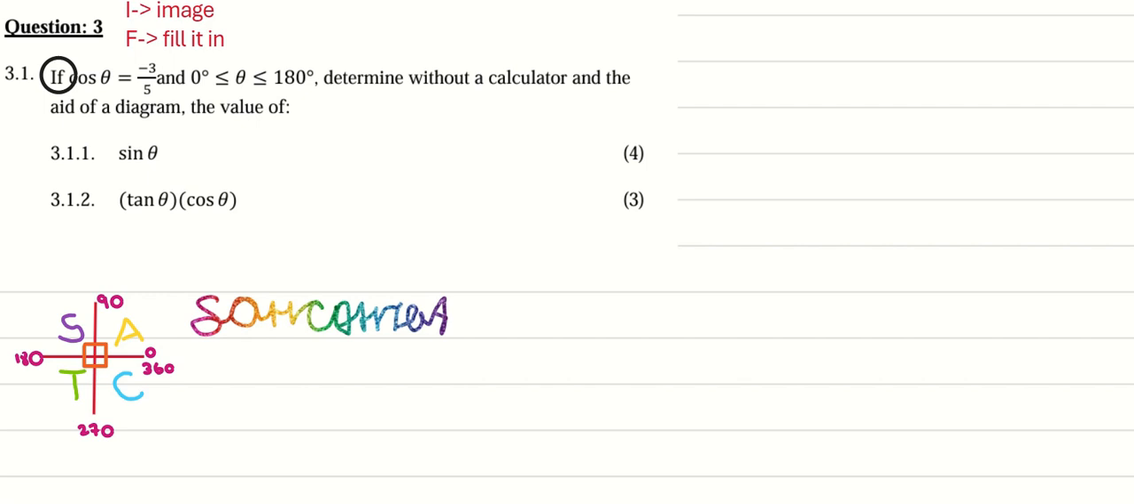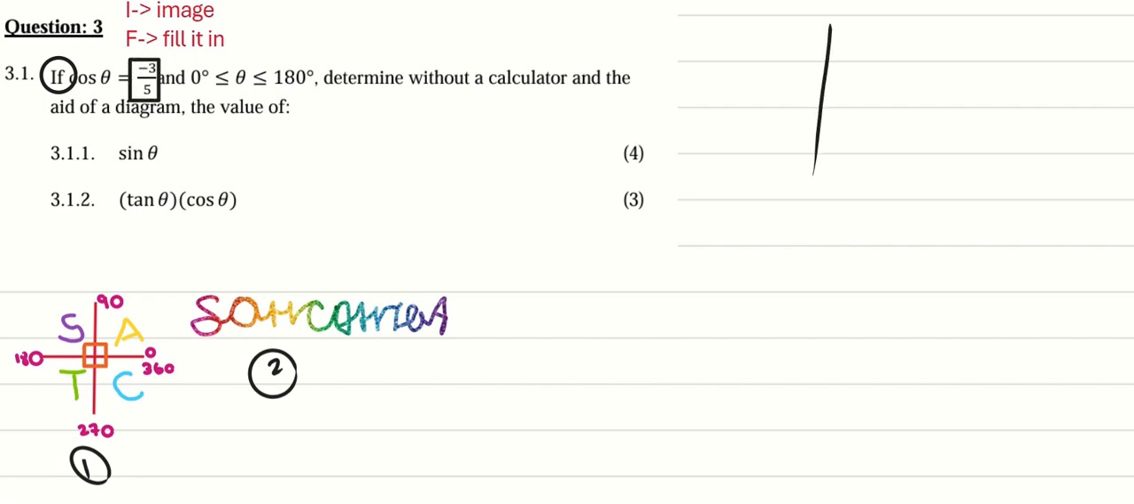Okay, so let's start with the image. They say cosine theta is negative 3 over 5 and theta lies between 0 and 180. So let's start. In the bottom left, I have my two tools that I need. I have my CAST diagram and I have my acronym, and with that I'm armed to answer this question. So cos theta is negative.